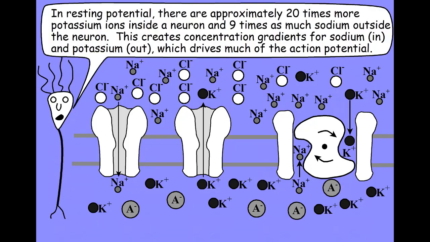In resting potential, there are approximately 20 times more potassium ions inside a neuron and approximately 9 times as much sodium outside the neuron. Now, this acts to create what are called electrochemical concentration gradients for sodium going in and potassium going out. And that's going to drive the function of our neuron, that action potential.